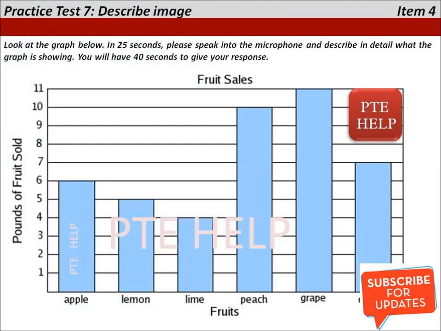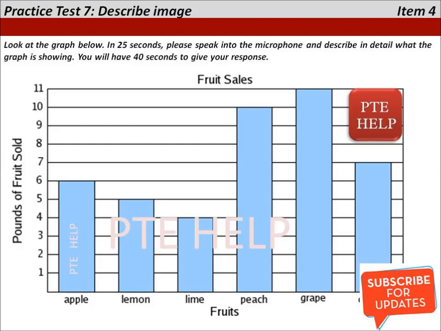Sample Answer 3. The bar chart illustrates the sales of fruits by a shopkeeper. The sales have been measured in pounds. The most salient feature of the chart is that grapes are sold the most, accounting for £11. The sales of peach followed grapes, which are only £1 less than the grapes.